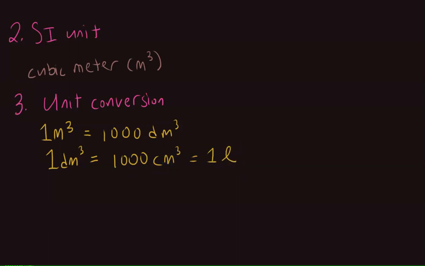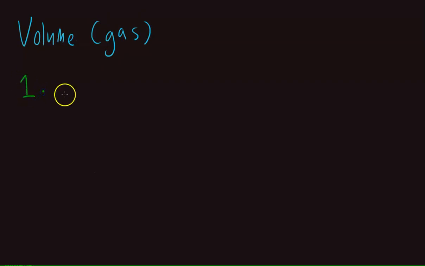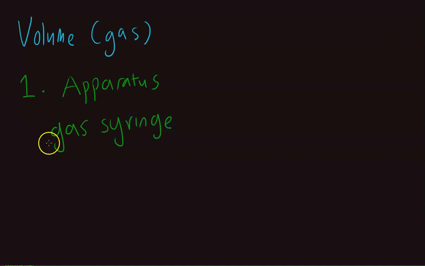Okay, finally let's move on to the last section, which is the volume for gas. This is a very, very short section, and it only actually covers the first one, the first section, which is apparatus. And only one, so it's really just the gas syringe. So if the question asks you to suggest a method to collect gas, the only answer you would choose is gas syringe.